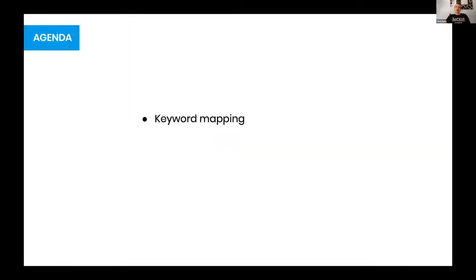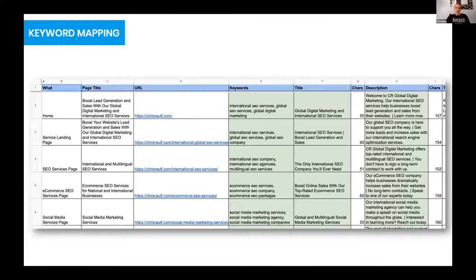All right. So now that we know all the keywords that we're going to optimize our website for, we're going to perform keyword mapping. We use Google Docs for this exercise. What you see here is a real example of the chrisraulf.com website. We basically inventory the entire website, homepage, services page, etc., etc. A simple Google Doc will do for this exercise.